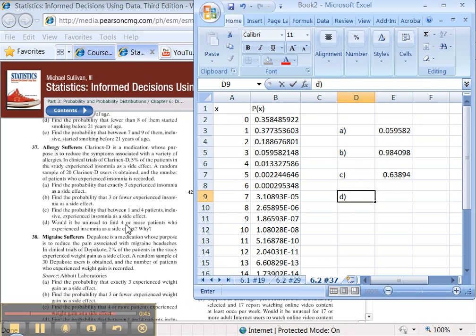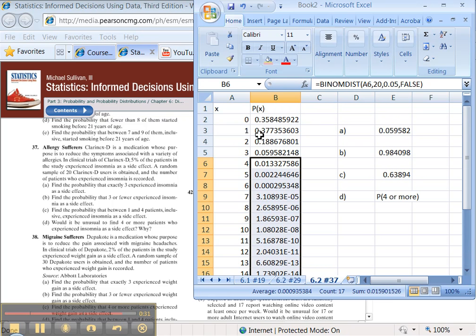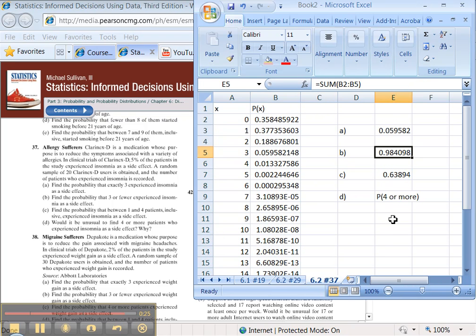D. Would it be unusual to find 4 or more patients who experienced insomnia effect? So let me find first the probability of 4 or more, just for starters. 4 or more is all of these ones down here, right? Now notice what's not in there. This one that we already found, right? 3 or fewer is right here. We found it. So 4 or more is 1 minus this answer. That's that probability. And notice that probability is less than 0.05. So yes, it's unusual. Done. Smaller than 5% makes it unusual. And we are finished.